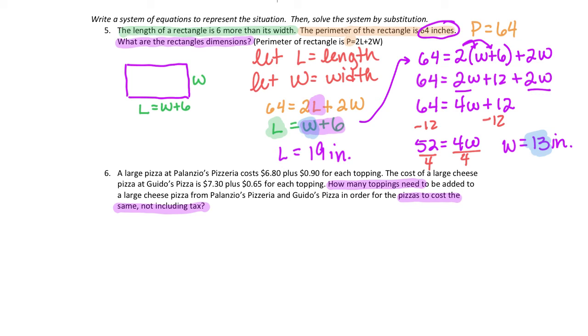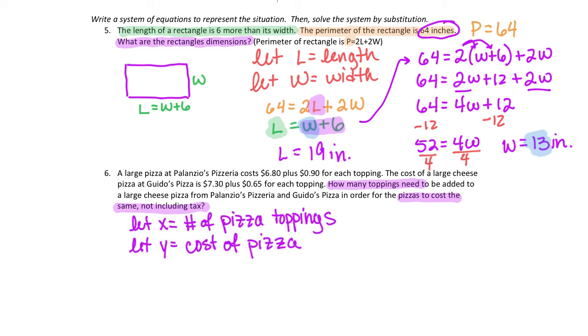I don't know why I highlighted that. But that gives us our two variables. We want toppings and we want the total cost. So I'm just going to use X and Y. Let X equal the number of pizza toppings and let Y equal the cost of pizza.